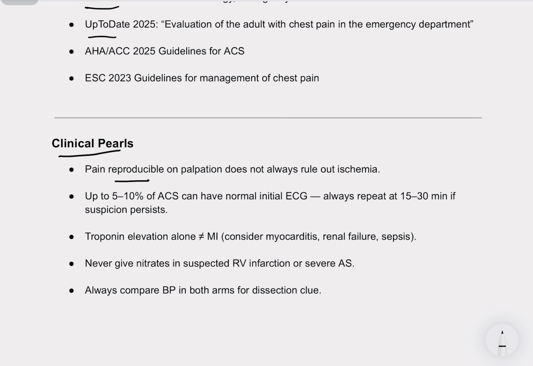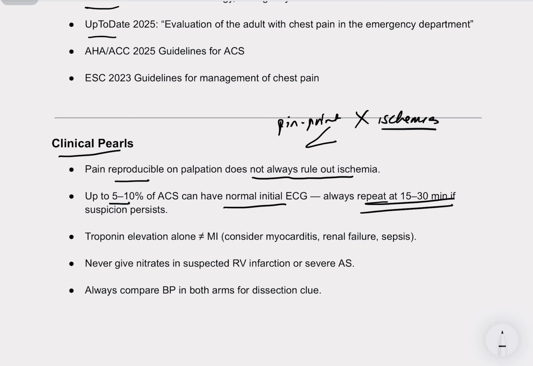Pain reproducible on palpation does not always rule out ischemia, but if you can pinpoint where the pain is in your chest, then that is not ischemia. So pinpoint is not ischemia. Up to 5 to 10% of ACS have a normal initial ECG; you have to repeat it within 15 to 30 minutes. Troponin elevation alone is not MI.